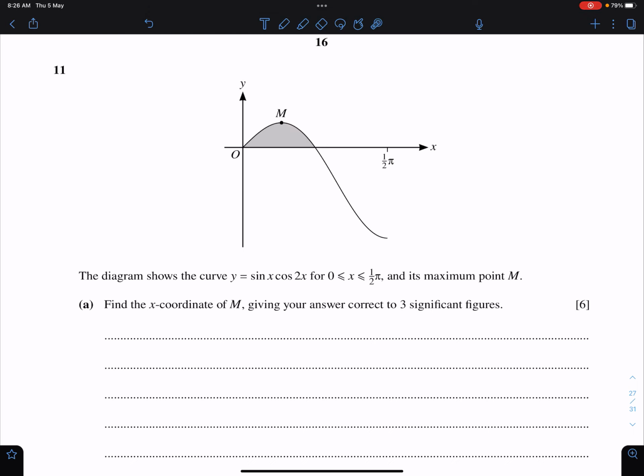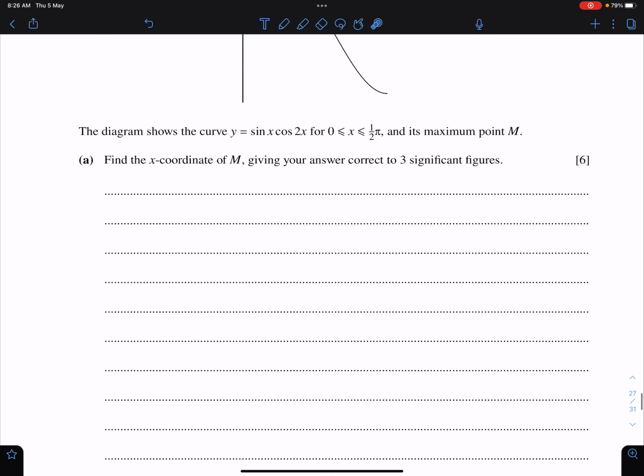Find the x coordinate of M, and M is the maximum point. Well, for the x coordinate of M, we need to differentiate this equation. And before differentiating this equation, first simplify this equation to make the calculation simple.